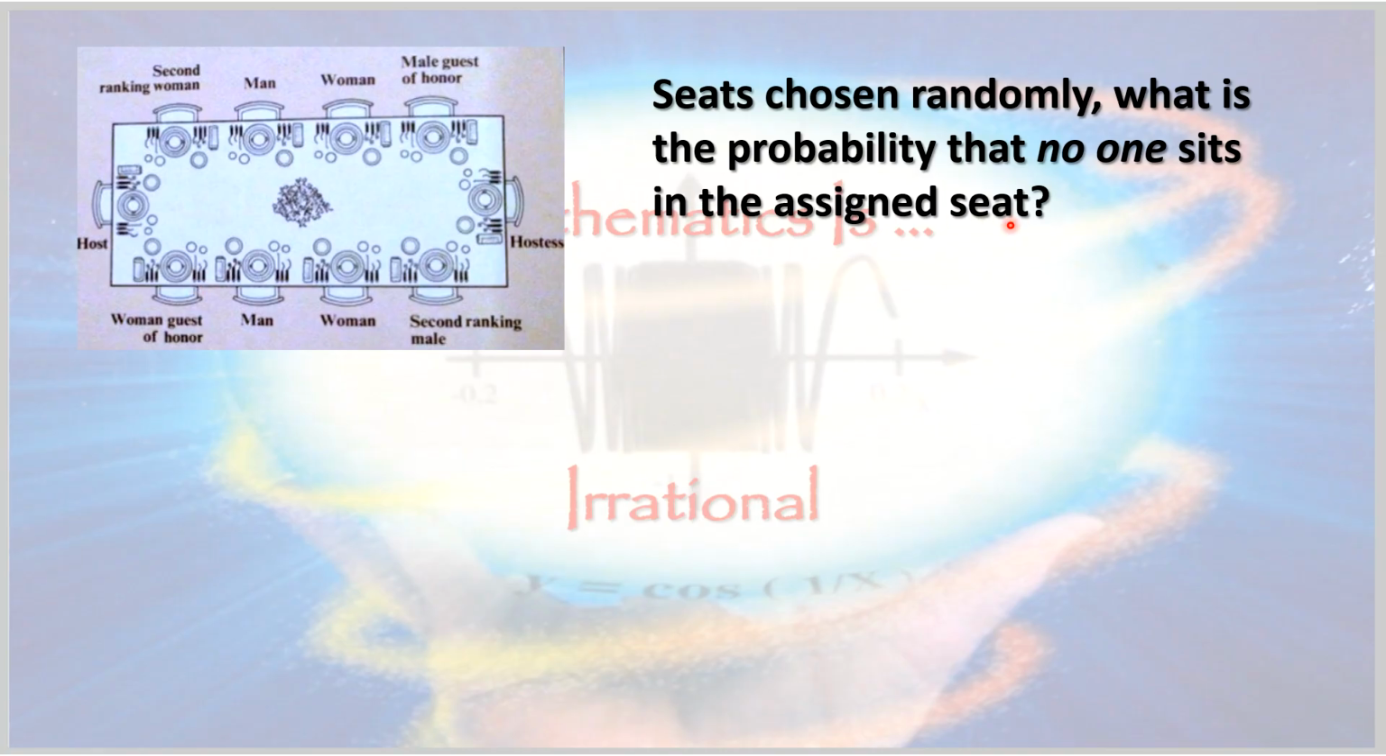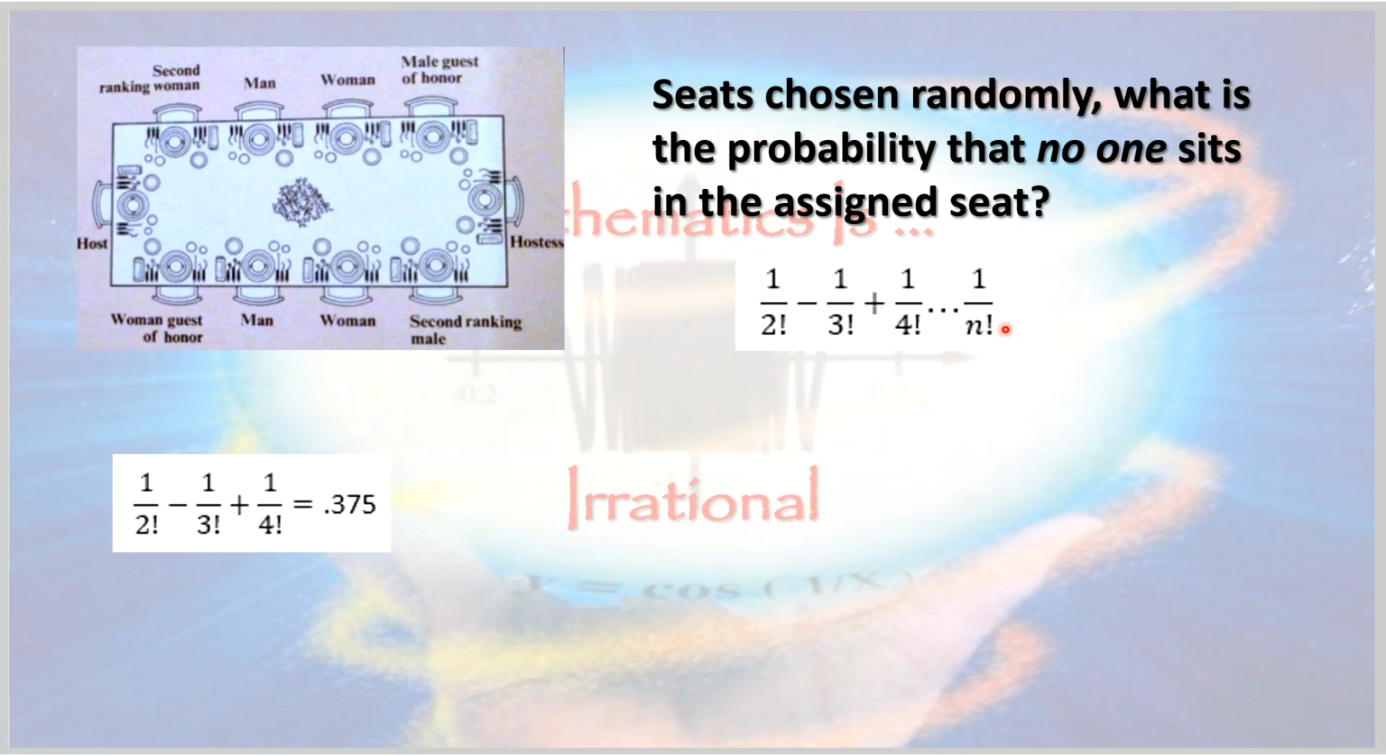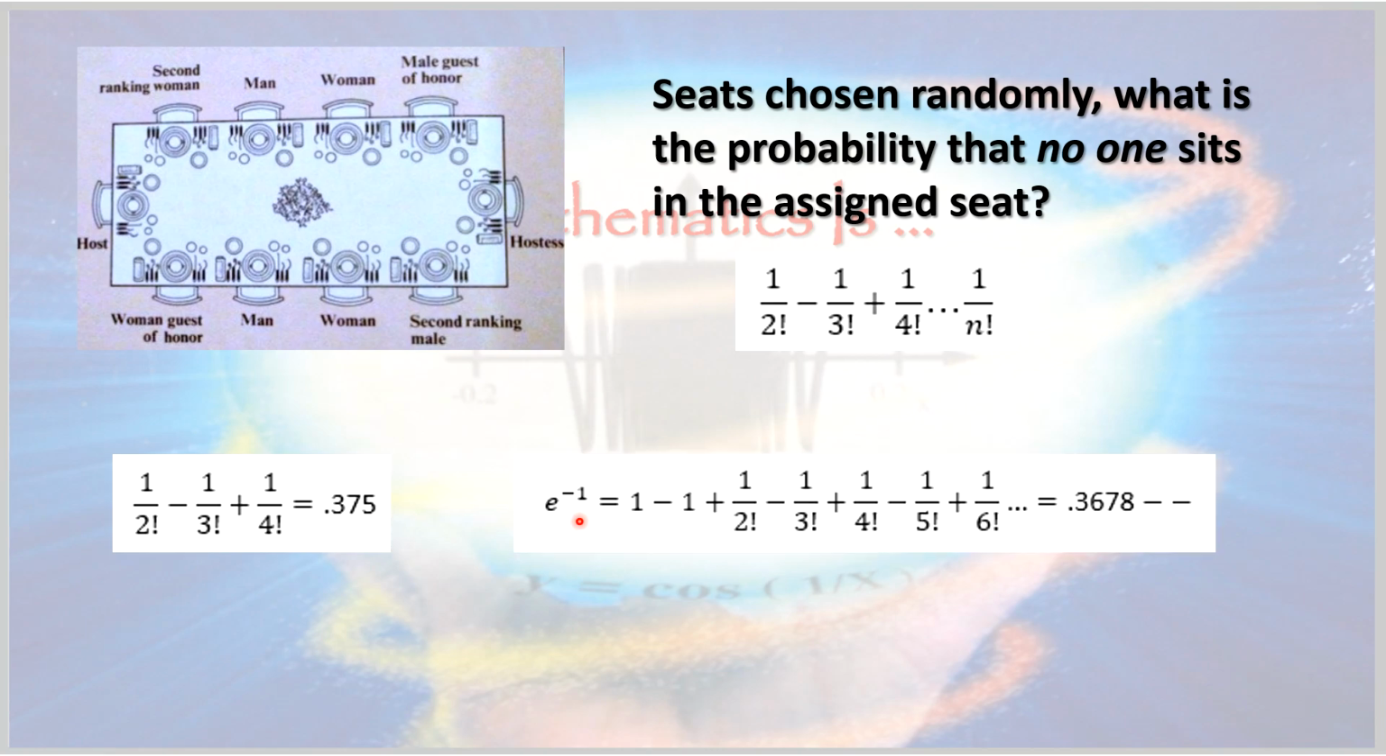If there are n people, the answer is 1 over 2 factorial minus 1 over 3 factorial plus 1 over 4 factorial, and so on out to 1 over n factorial. For 4 people, this equals 0.375. What if the party has a huge number of people? Is the answer 0 because somebody will surely stumble into the right seat? Using the summation definition of e, you can show that the more people there are, the closer the answer gets to e to the -1, which is 1 over e, 0.3678. It's surprising to me that there's always a more than 1/3 chance that nobody gets the right seat.